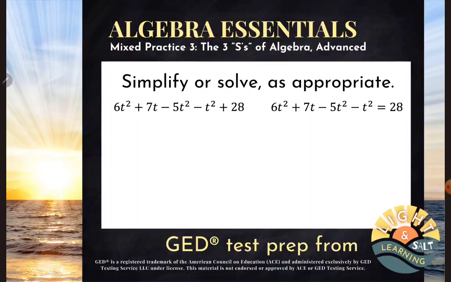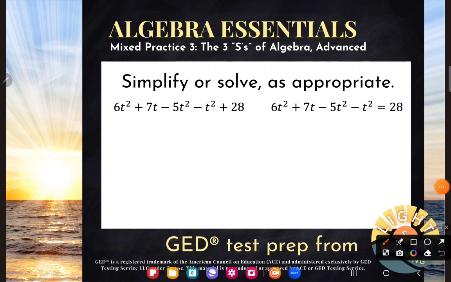So what I'd like to point out to you about the first one is that it's just one expression. 6t squared plus 7t minus 5t squared minus t squared plus 28 is just a bunch of numbers and variables and operations. We have no relationship to another expression. We don't have an equal sign, a greater than or equal to sign, a less than sign, any of that. All we have is the one expression. So all we can do is simplify.